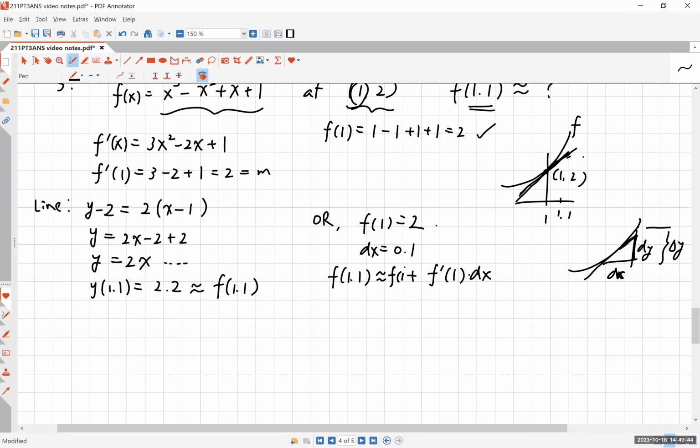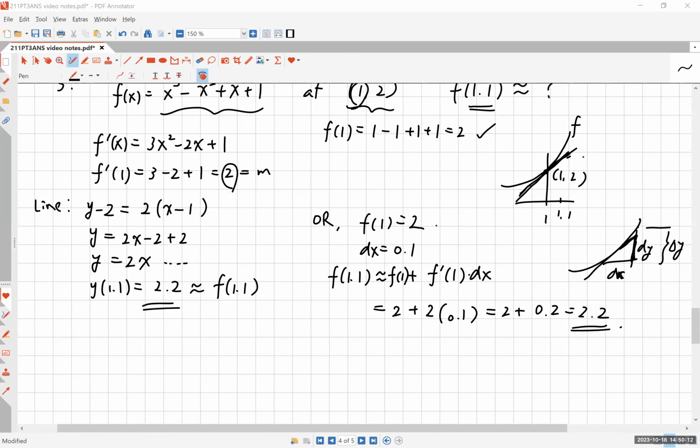Maybe I should rewrite this. This is f of 1, the y value at the source point. Okay, so that's 2 plus, then the question is, what's this dy? Well, that's 2. That 2 comes from this one here. And then dx is 0.1. And so that's 2 plus 0.2, and that's 2.2. So same answer here. An approximate value of f of 1.1 is 2.2. Okay, so that's number 5.